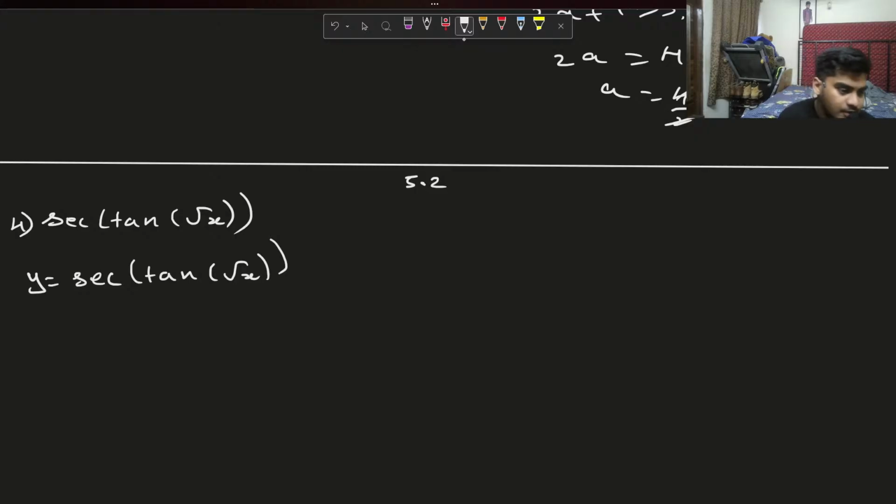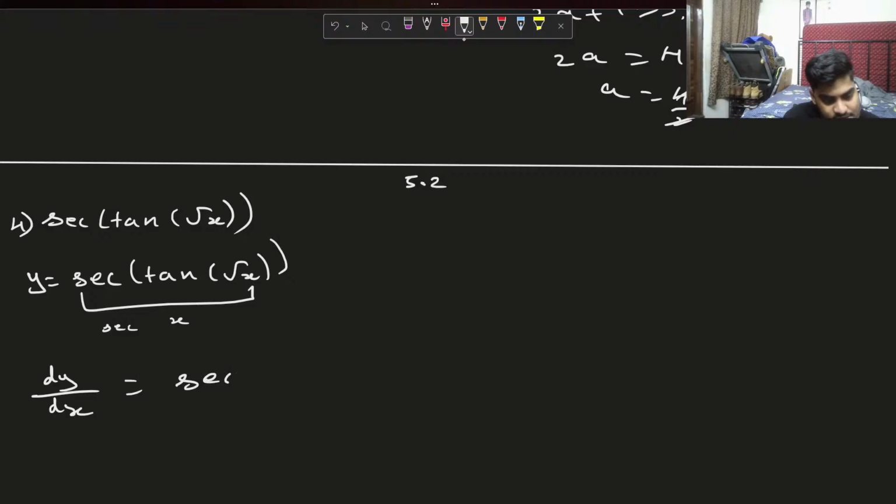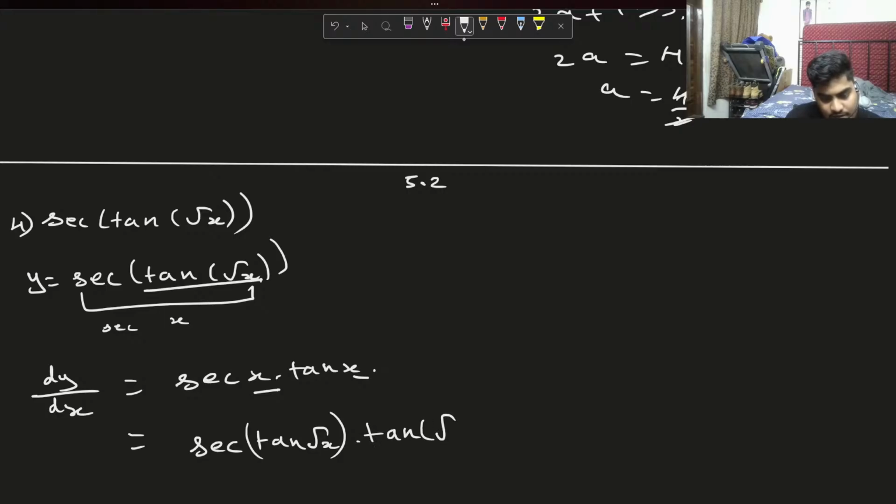Correct? Yes, very good. And this is in the form of sec x. So now we differentiate: dy by dx is equal to sec x tan x. So we have to substitute x here, which is sec root x into tan root x.